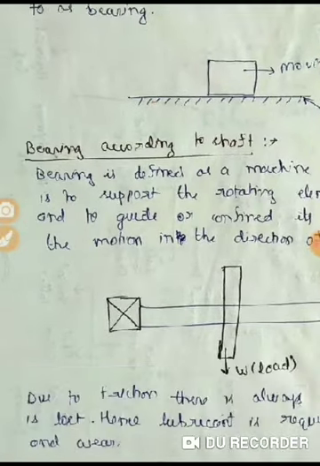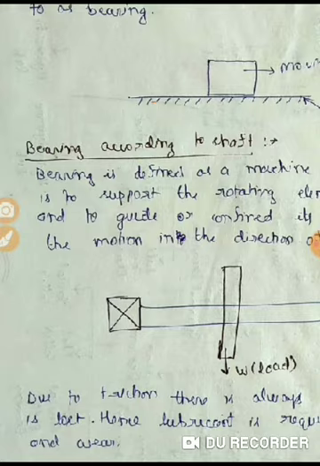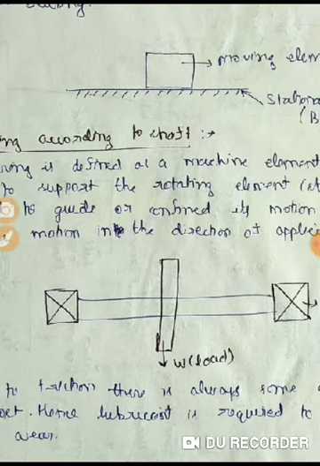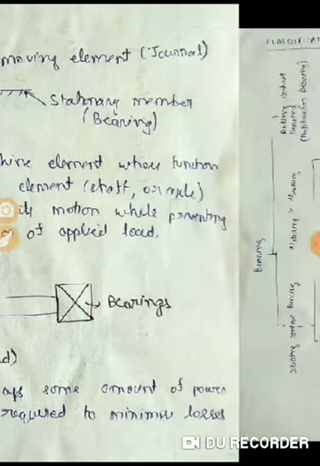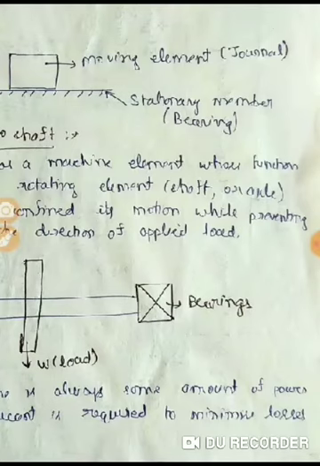So this is the basic definition of bearing. Now, bearing according to the shaft. Bearing is defined as a machine element which supports the moving element, but in the case of a shaft, the moving element is the shaft, and the shaft will be moving in rotational motion. So the shaft will be supported on another fixed element, and that fixed element will be called the bearing.